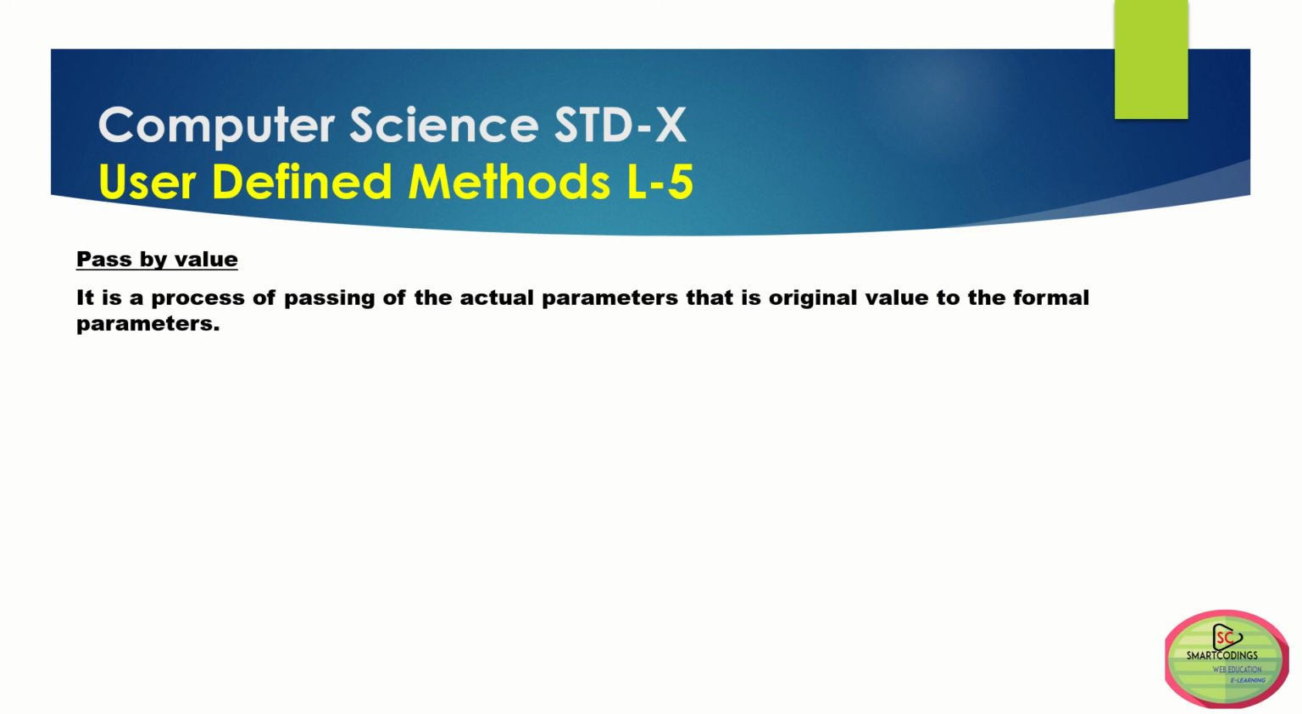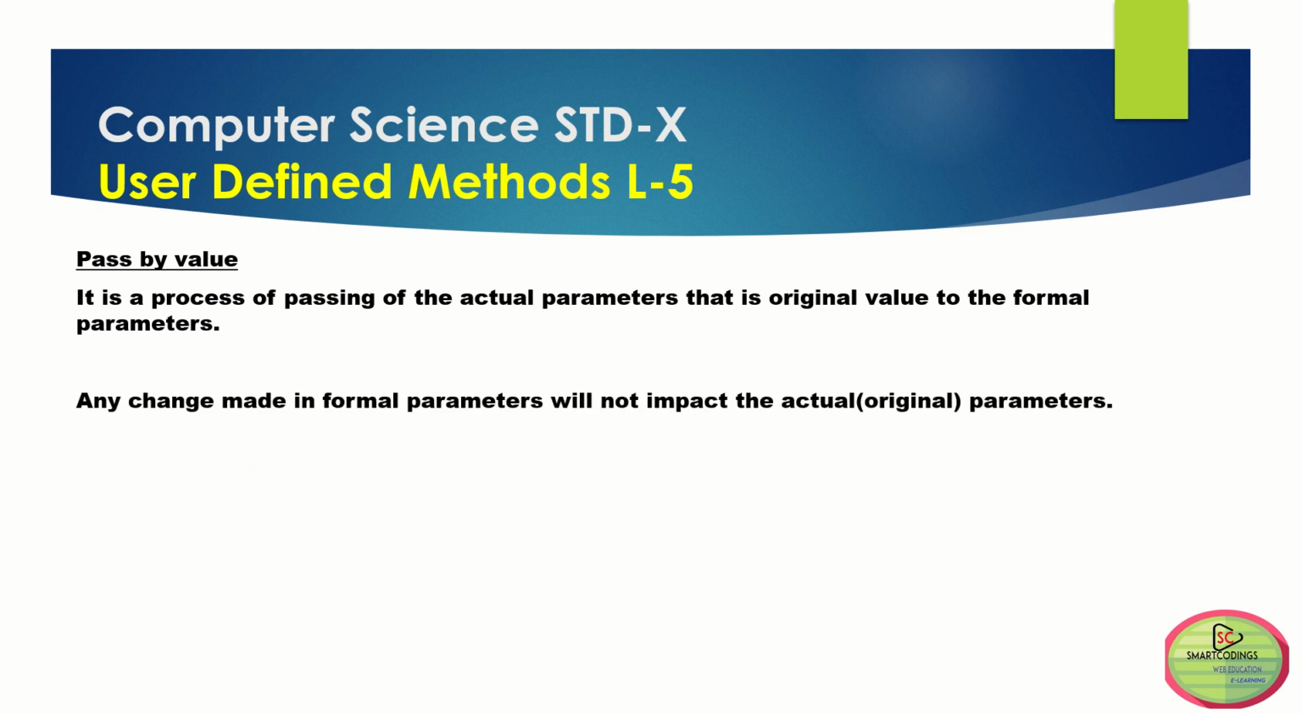Along with the definition, you can write two more points. This is the second important point: any change made in the formal parameters will not impact the actual parameters, the original parameters. The last point is, it is also called call by value. In the book it is written pass by value. It is also called call by value.